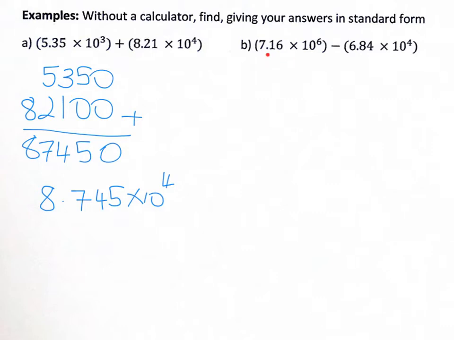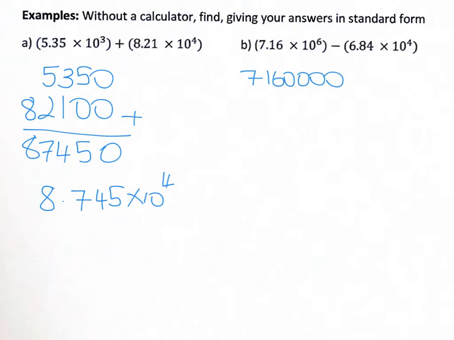So we're subtracting 7.16 times 10 to the 6 minus 6.84 times 10 to the 4. We'll change the 7.16 first of all, and we'll get 7,160,000. And we can just check that. So the decimal point should move 6 times. So here's the decimal point. It's been moved once, twice, 3, 4, 5, 6.